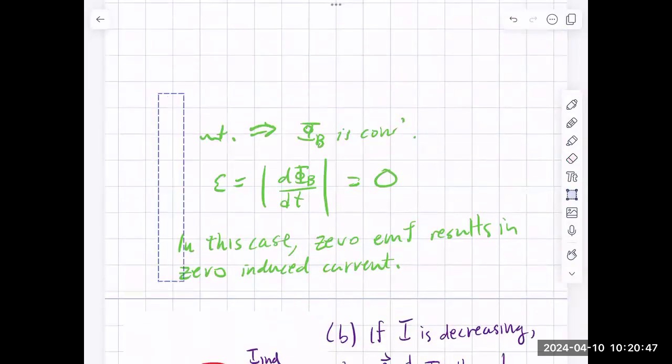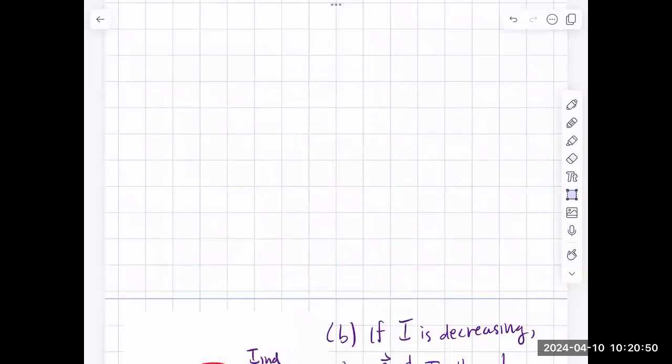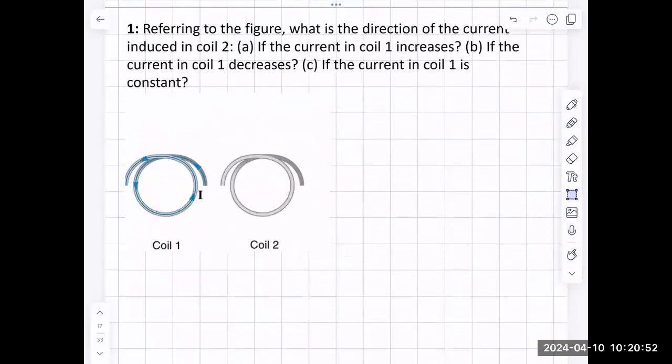Okay, so the scenario is the following. We have two coils of wire side by side, coil 1 and coil 2. In coil 1 on the left, we have a current I. And the question is, what is the direction of the induced current in coil 2 if the current in coil 1 is increasing, if it's decreasing, or if the current in coil 1 is constant? Okay, so let's do part A.